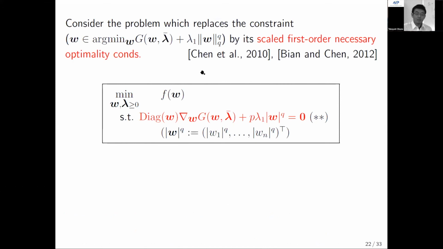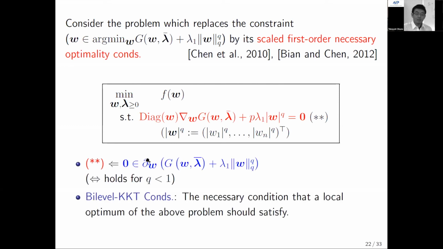This problem is obtained by replacing the original constraint with its scaled first order necessary optimality conditions, presented by Chen and Chen's group. This condition is represented with the subdifferential, and as I said, it is a necessary optimality condition of this lower level problem. When Q is smaller than 1, the converse direction also holds. Therefore, in our problem setting, this red part and this first order optimality condition are exactly equivalent.